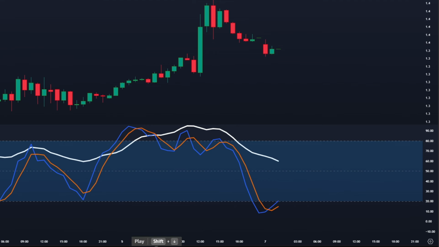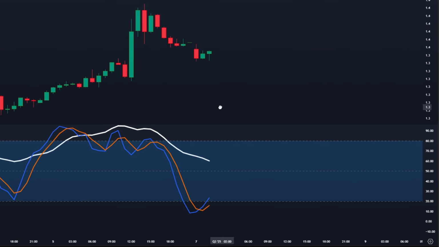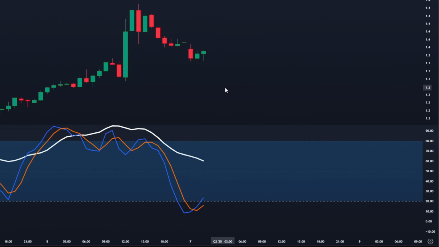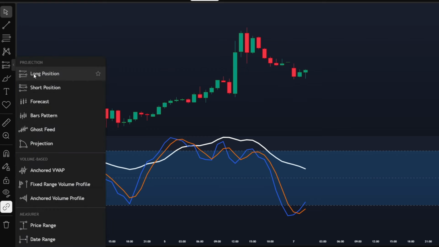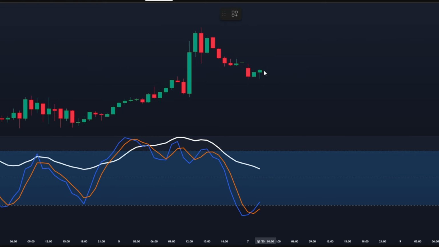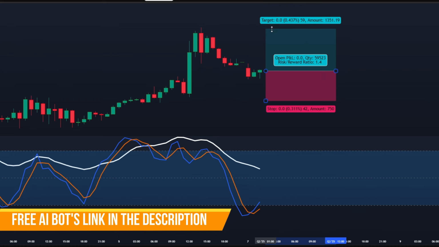A few candles later, the blue line curls back up and crosses above the orange line. At that exact moment, we check the white line again. It's still nicely above 50, so the trend filter is still bullish. All conditions are met. We open a buy at the next candle open. You can set the stop loss below the last swing low, which formed during the pullback. Take profit is placed at exactly twice that distance.